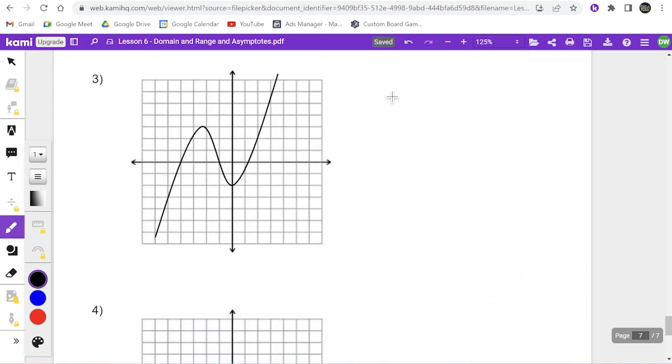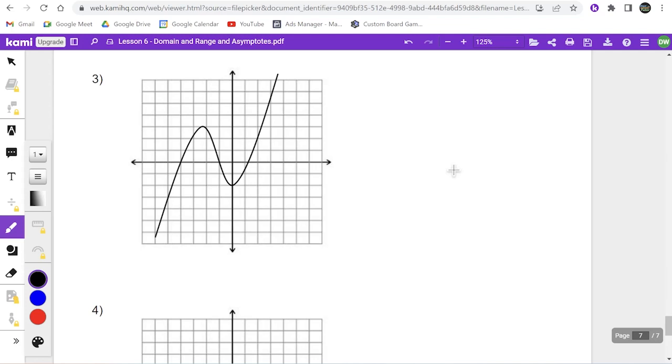Now for the next one, see if you can do number 3 by yourself. Pause the video, give it a try. Okay, I'm going to explain the solution now.